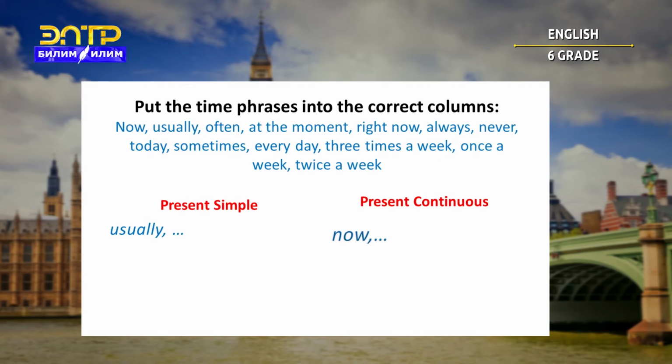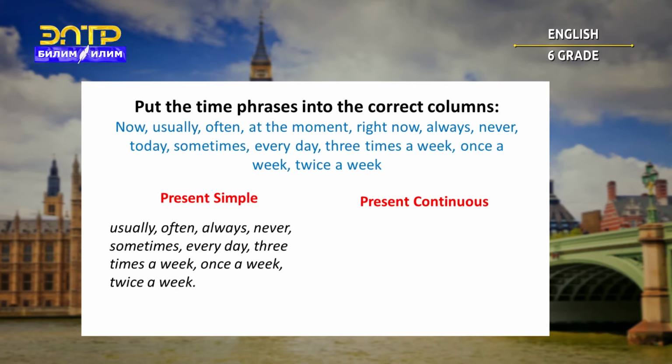Now students, let's check together. So, for present simple, we have the following time phrases. Usually, often, another pronunciation is often. Always, never, sometimes, every day, 3 times a week, once a week, twice a week. For present continuous, we have the following time phrases. Now, at the moment, right now, and today.